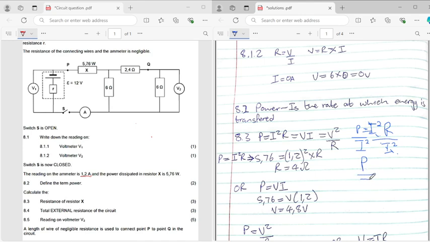over I squared is equal to R. That's how you can get your resistance. You can simply write it on the other side and say R equals P over I squared. Now when you substitute those values, the value for P, let me just remove this part.